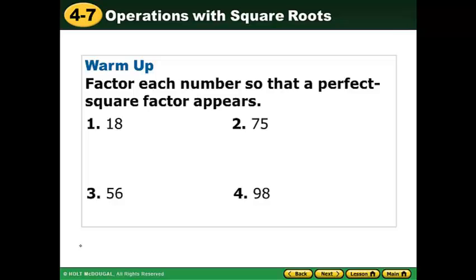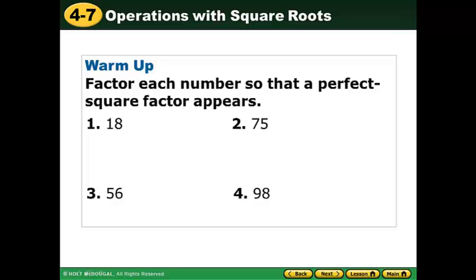3 times 3 is 9. So 9 is a perfect square. So here what we want to do is to factor these numbers, but they need to have a perfect square in there. So go ahead and try that, then pause and then come back and get the answer.